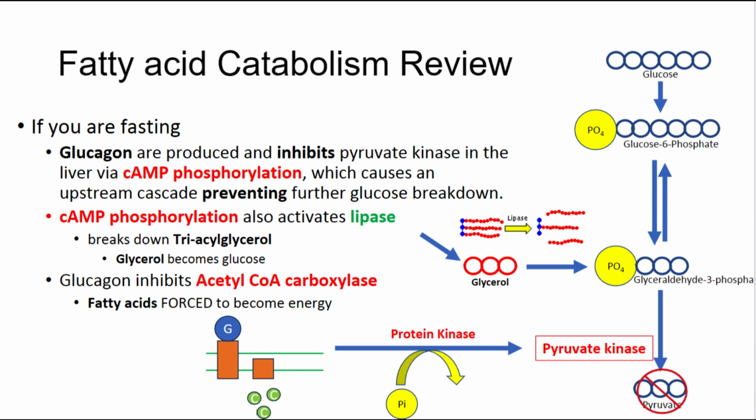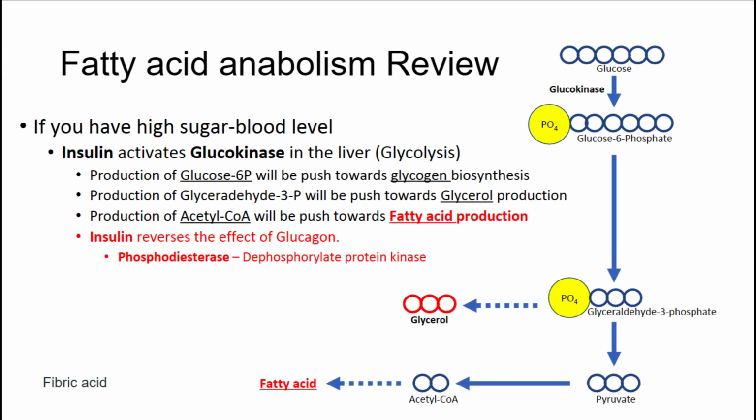All right, so again, glucagon affects 3 enzymes that we learned today. Okay? Pyruvate kinase, lipase, and acetyl-CoA carboxylase. All right. So that was catabolism there. But let's talk about anabolism.